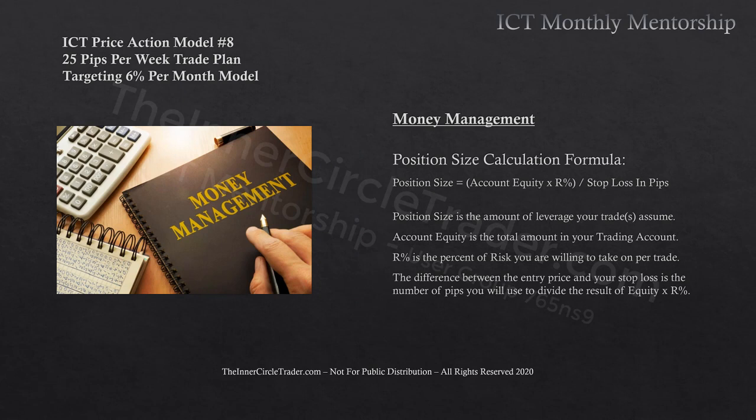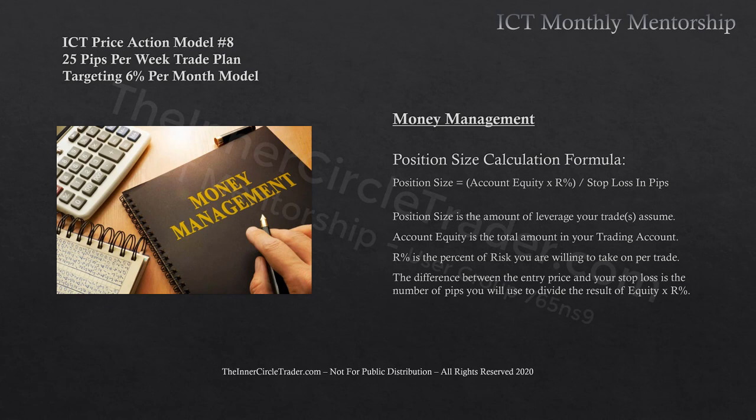Money management. Position size calculation formula. Position size equals account equity times R% divided by stop loss in pips. Position size is the amount of leverage your trade assumes. Account equity is the total amount in your trading account. R% is the percent of risk you are willing to take on per trade.